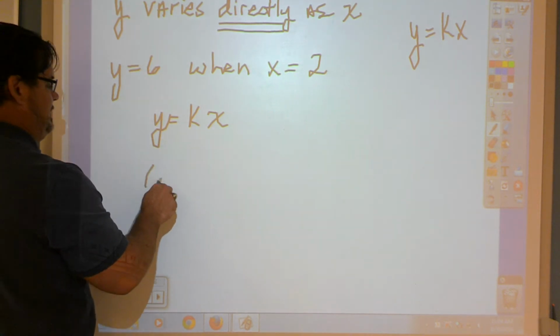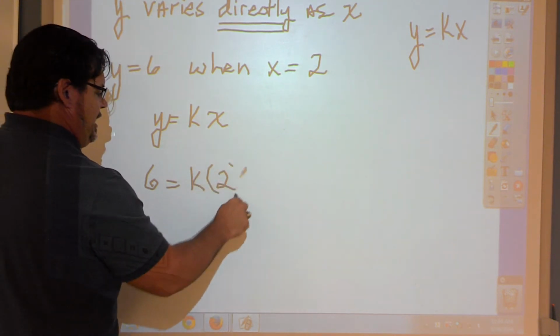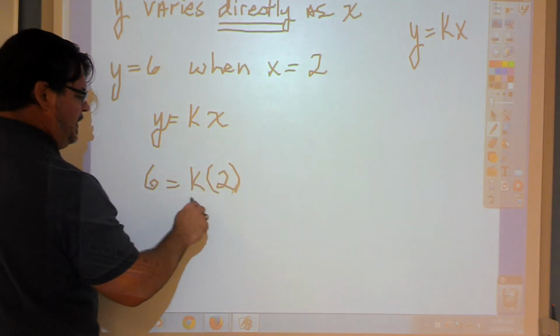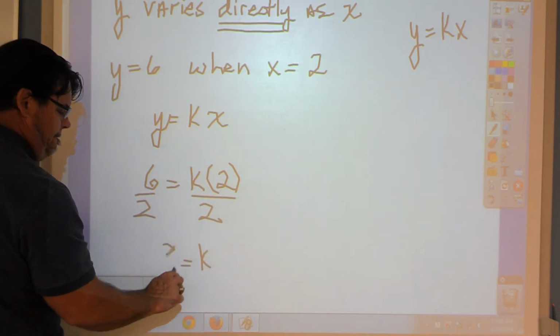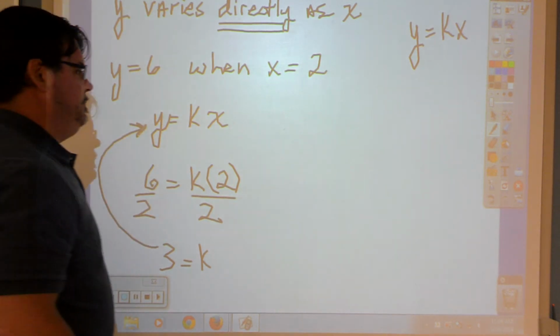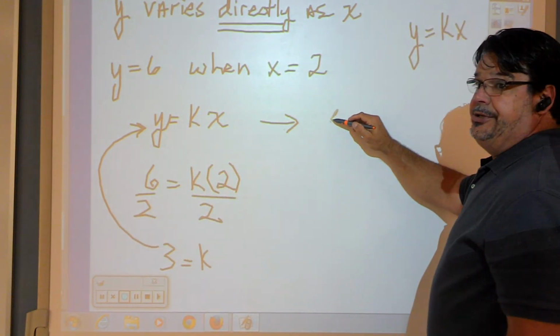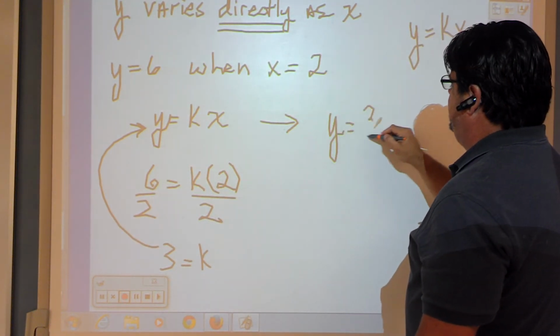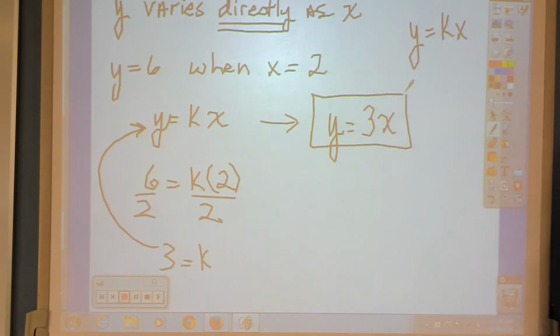So y is equal to K times 2. And how do we solve for K? Divide by 2. So K is equal to what? 3. Now get used to this. Take the 3 and plug it back in, and your equation is y is equal to 3 times x. That's your equation. This is the problem where we found K. You plug and chug and you find K.